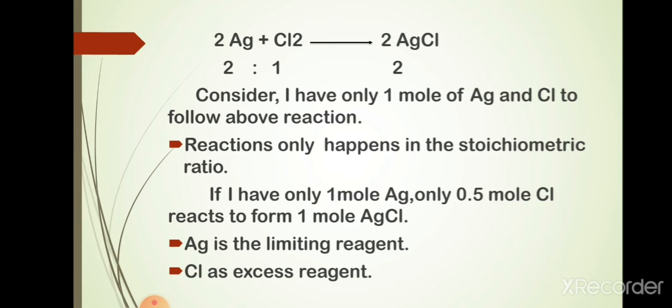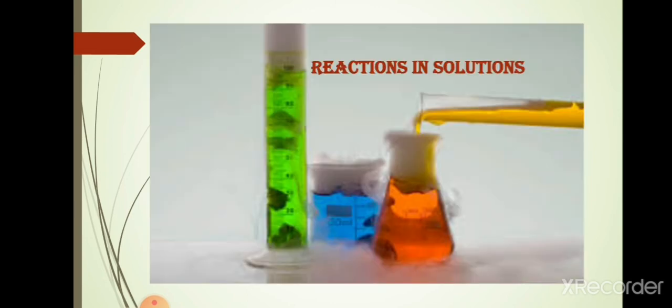Since the reaction only takes place in the stoichiometric ratio of 2 is to 1 is to 2, here silver is completely reacted, which we call the limiting reagent, and only 0.5 mole of chlorine took part in the reaction. So the remaining 0.5 mole is in excess for this reaction. Hence we call chlorine the excess reagent. Now we will move on to reactions in solutions.